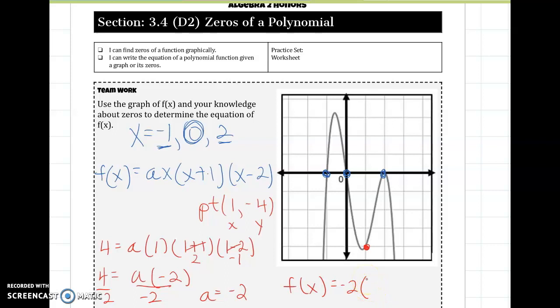Oops, let me erase that. In place of my a, I have 2, x, x plus 1, and x minus 2. There is my final equation. It doesn't specify that I have to be in standard form, so I can keep it in intercept form. However, if I wanted to, all I would need to do is multiply these binomials and then distribute in that 2x to be able to get a standard form equation.